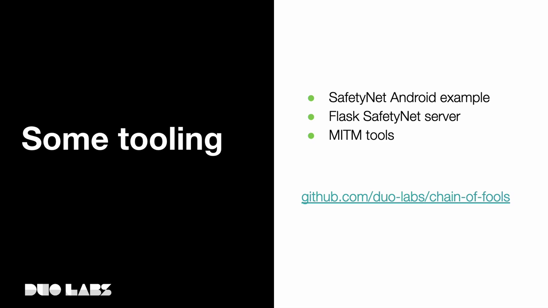So we're releasing a couple of open source tools along with this talk. There are three parts. One is an Android example application that requests a SafetyNet attestation and posts the result to a server. Another is the server-side component of that, which is a little Flask application that implements this very common but incorrect pattern of certificate chain validation. Along with that, we're introducing a couple of tools to make testing for this vulnerability easier, especially if you have a man-in-the-middle position.